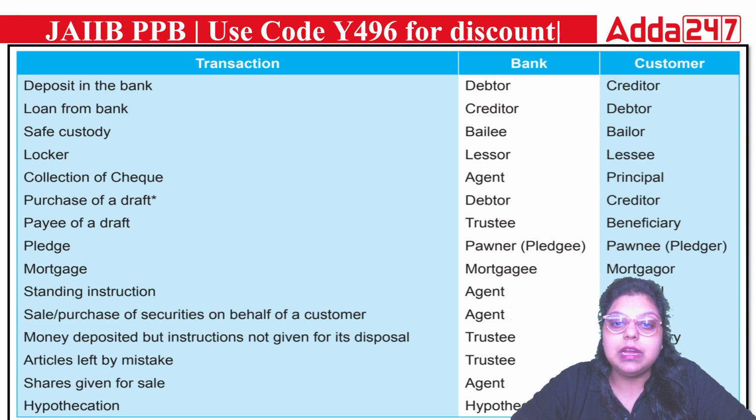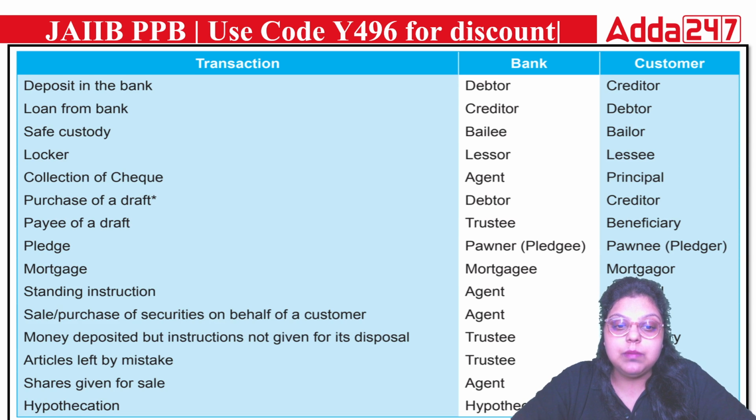Then apart from that, if I am taking a loan from a bank and I give a movable security to the bank, whose possession will remain with the bank, in that case the security will be created as a charge of pledge. In pledge, the bank will be the pawnee and I will be the pawnor, or we can say the bank will be the pledgee and I will be the pledger.